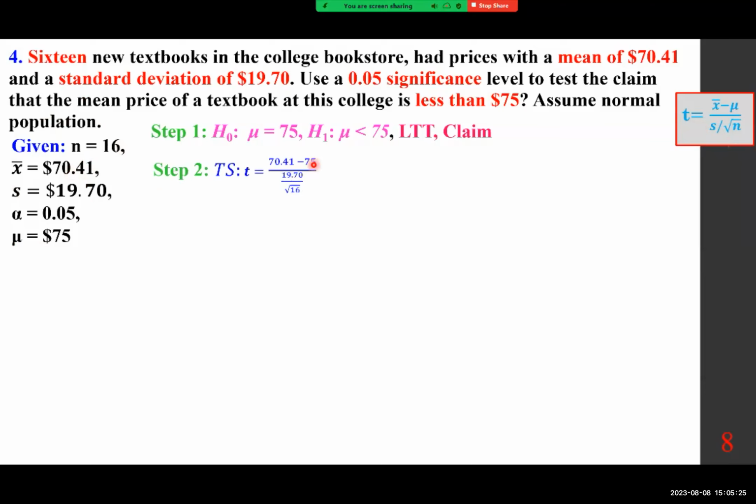So 70.41 minus 75 over 19.7 over the square root of 16. And when you do the math, you end up with negative 0.9320. Now we're going to use the critical value.